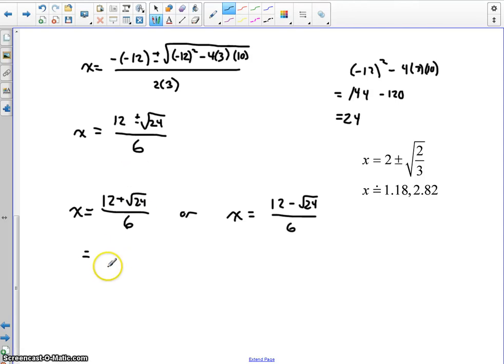Okay, and that should give you approximately 2.82. Okay, and 12 minus root 24 over 6 should give you approximately 1.18. So even though these two answers look different, you leave them in root form, they actually are the same.